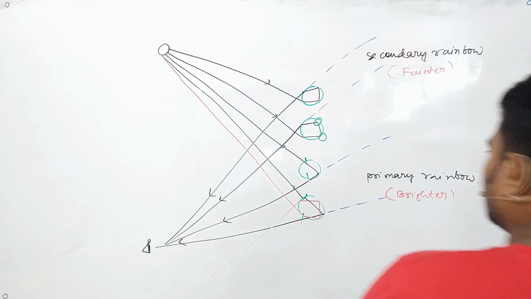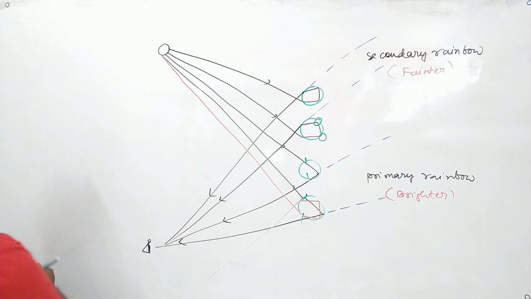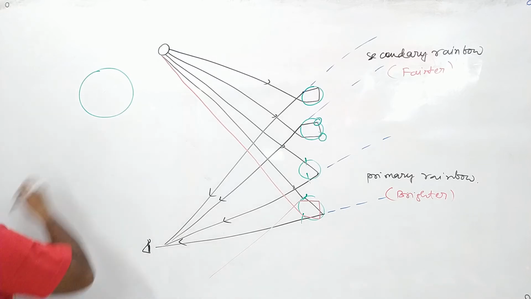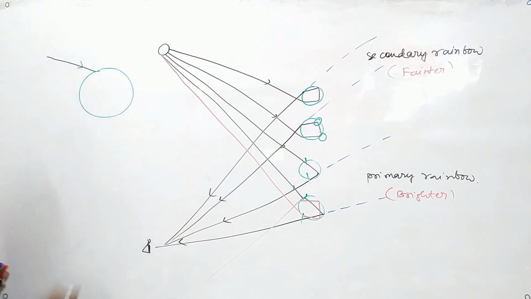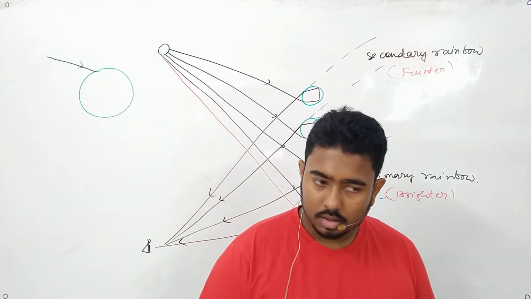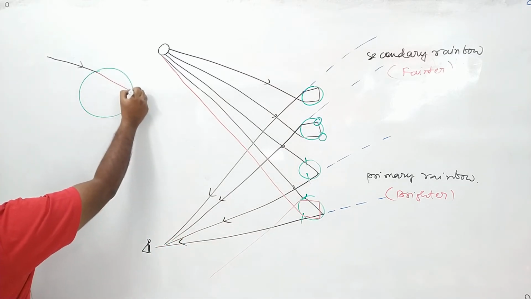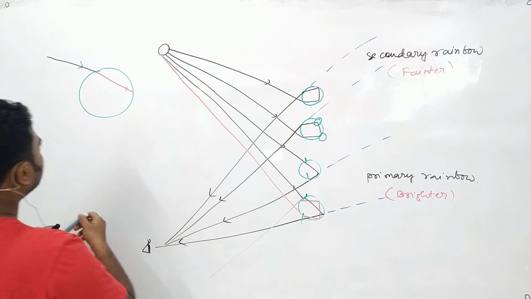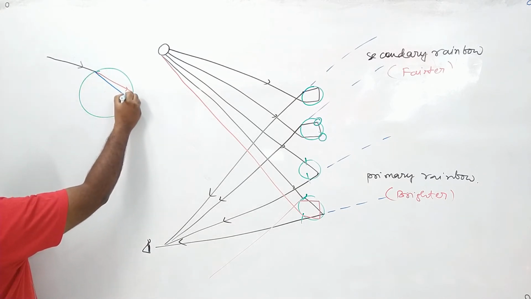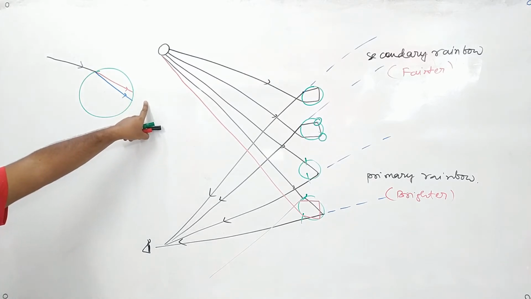Suppose I look at this. See, it's very conceptual. Suppose I have a water droplet, and imagine a ray of light has come and fallen on it. It will get split into 2 parts. We know red is less deviated, blue is more deviated. So the red will pass like this and the blue will pass more like this, right? The red will pass less, the blue will pass more.